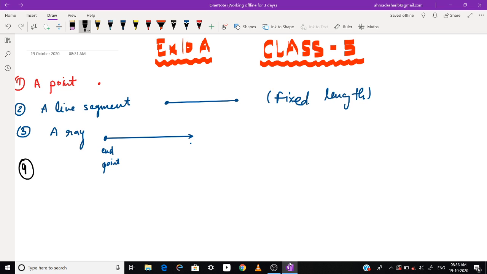And how to write a ray and how to write a line segment? For example, this is a point A and this is point B. So we can write it AB with a dash or BA with a dash. Also we can write AB or BA. For example, let's say this is X and this is Y. So how to write this ray? We can write XY and make the sign of ray above it, or we can write it YX also. Okay, XY or YX.